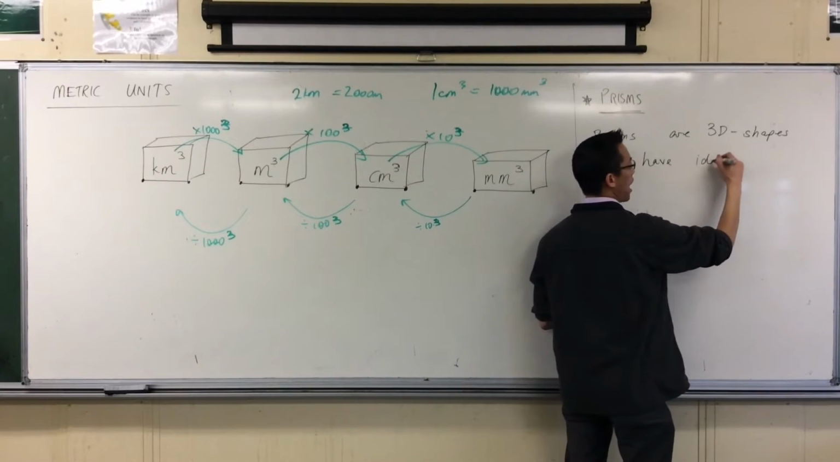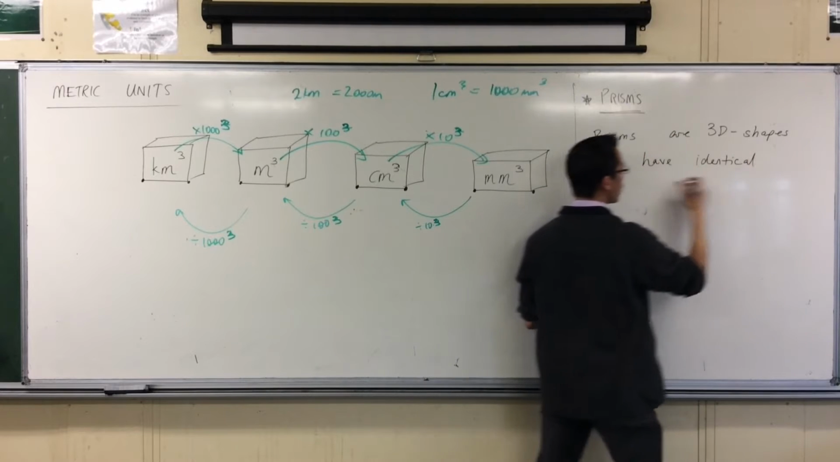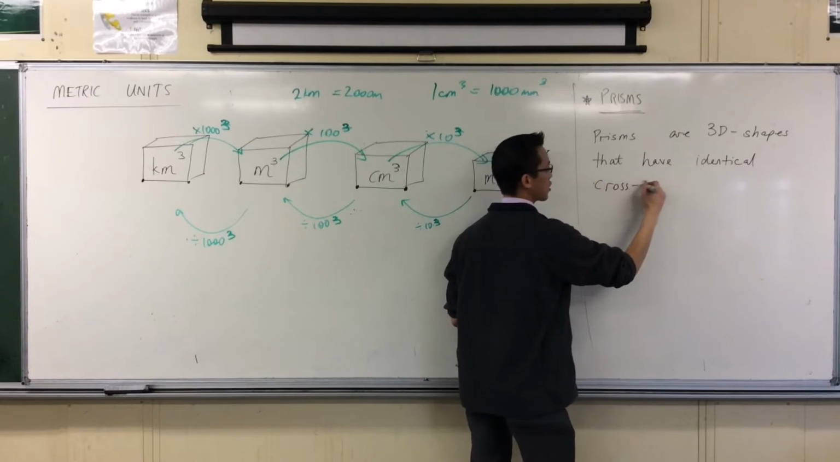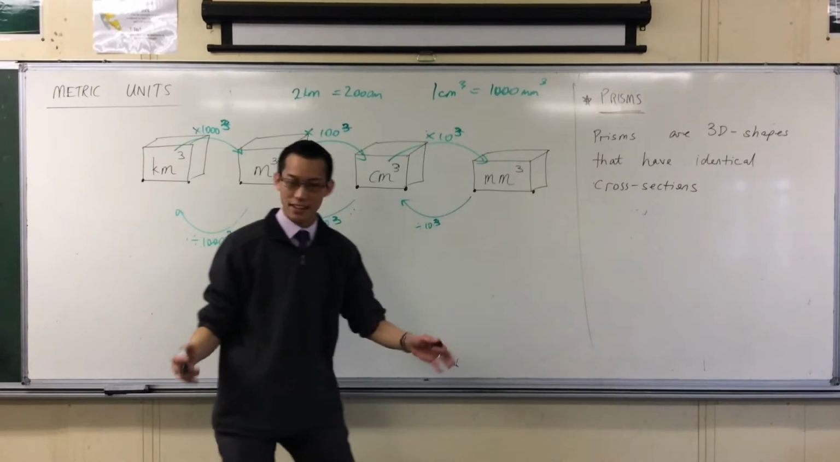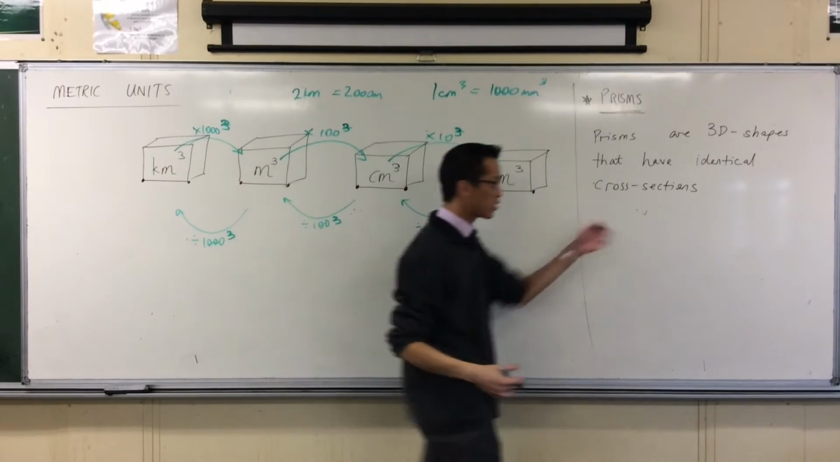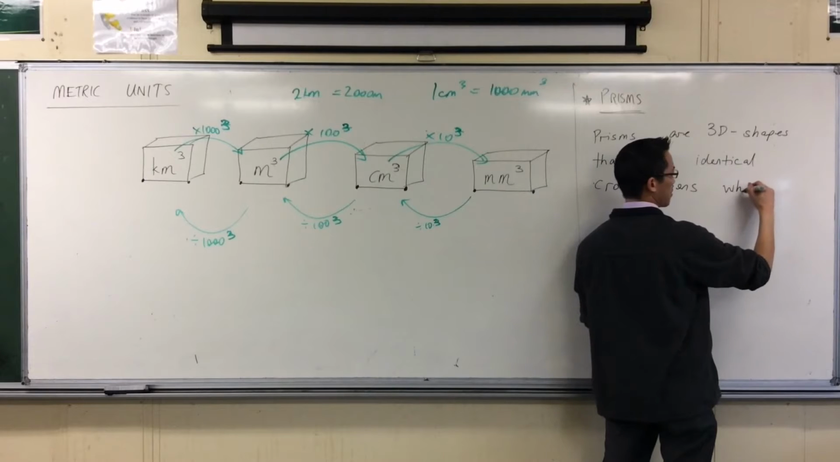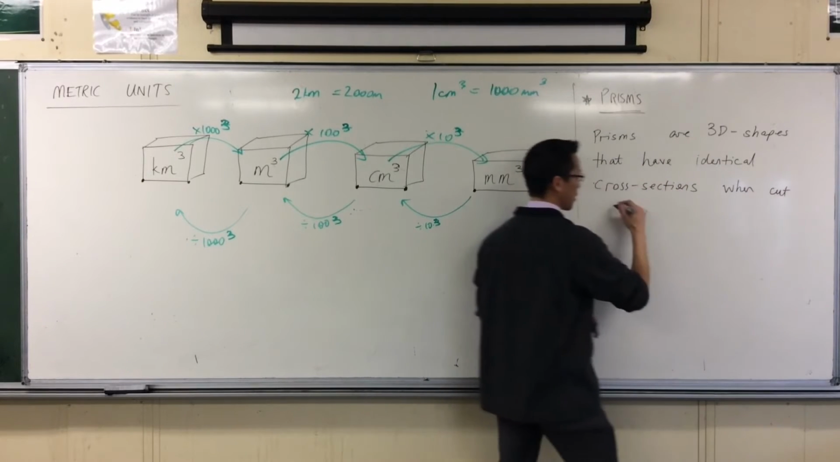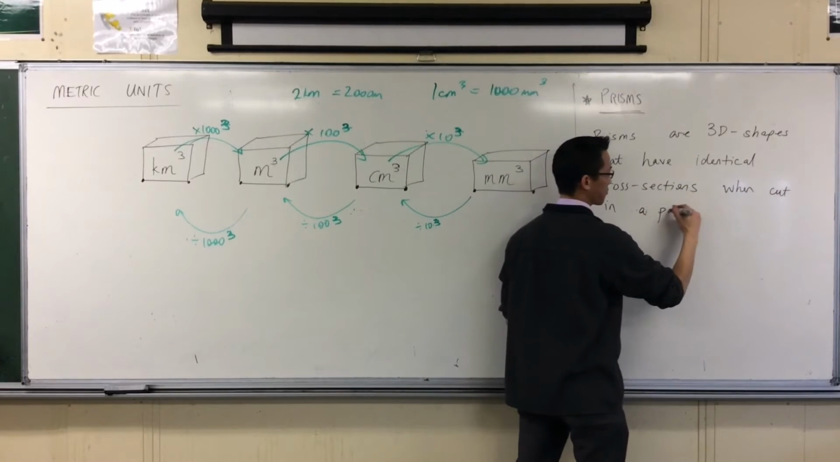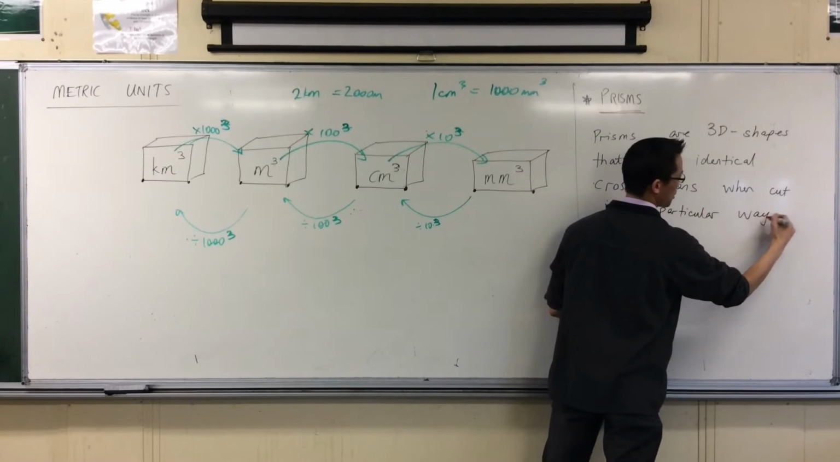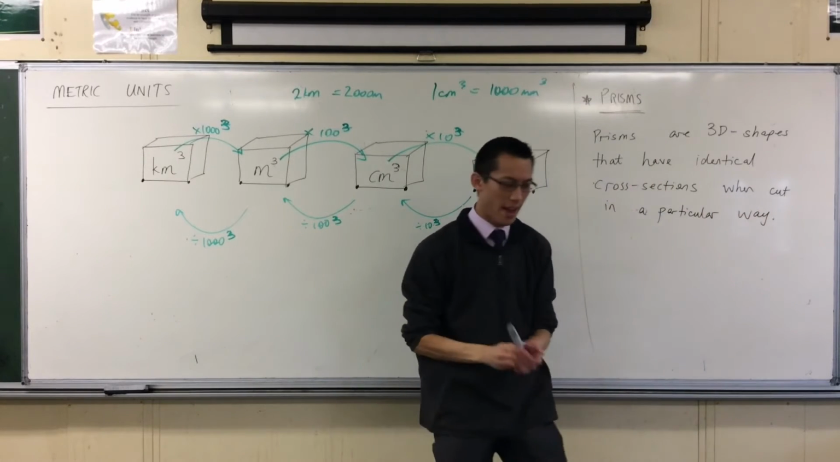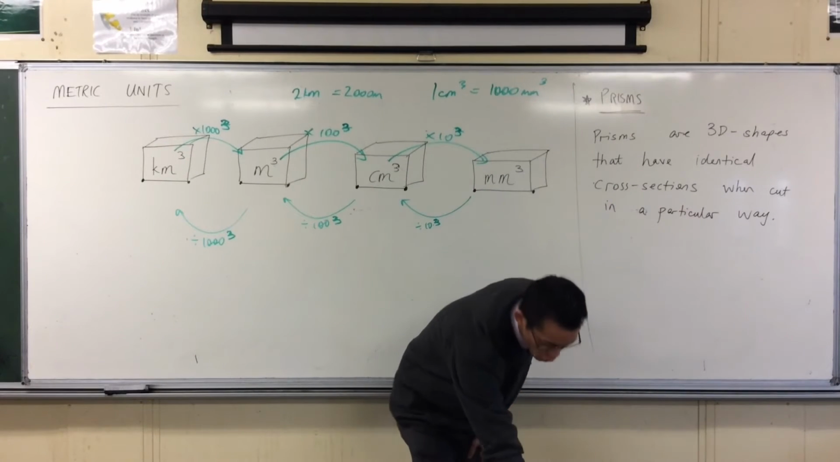What we call identical cross sections. That's a long phrase and I'll show you what that looks like and you'll have a picture for it. They have identical cross sections when cut in a particular way. So here's this formal definition. It will be so much easier to show you. So here we go.